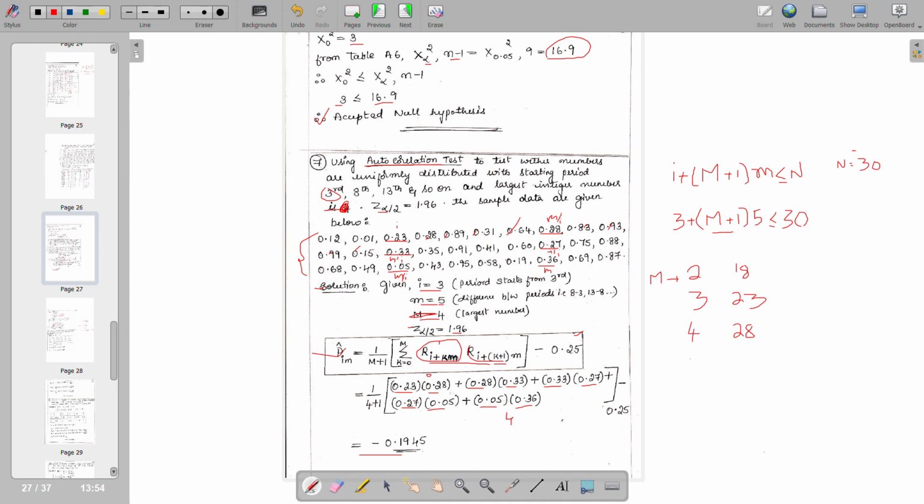I will assume uppercase M is equal to 5. So 5 plus 1 is 6, 6 into 5 is 30, 30 plus 3 is 33. 33 is greater than 30, so false. Out of these three, the value nearest to 30 gives the largest integer number. The nearest value to 30 is 28, so the largest integer M is 4. If the largest integer M is not given in a question, then you need to find it using this equation. Okay, this is an autocorrelation test problem.